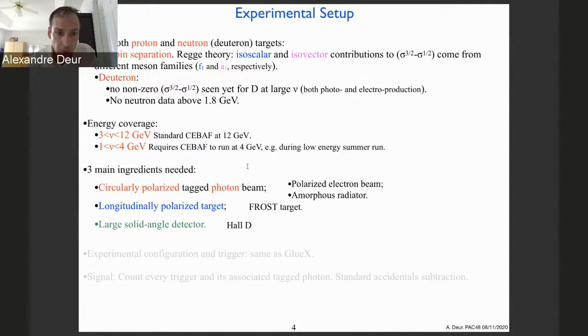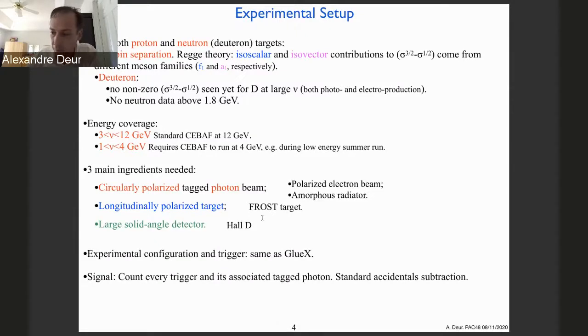First, we need a circularly polarized tagged photon beam. This can be obtained simply by using the already existing polarized electron beam of CEBAF on one of the already existing amorphous radiators of Hall D. The second ingredient is we need a longitudinally polarized target. There's no such target yet, but we propose to develop a frozen spin target for Hall D. And the third ingredient is we need a large solid angle detector, which already exists in Hall D.